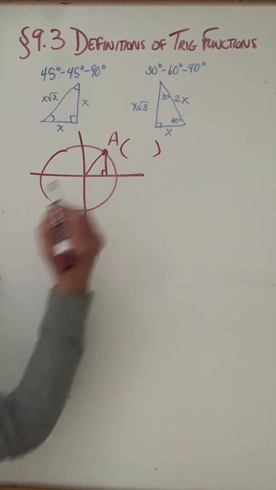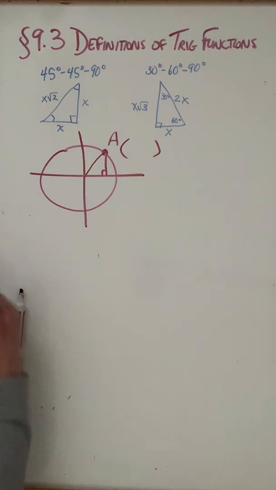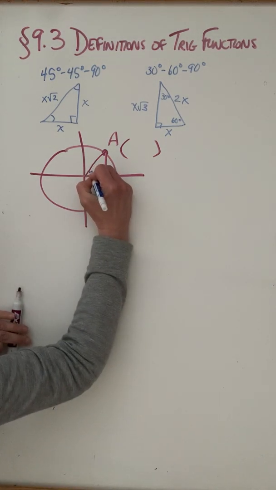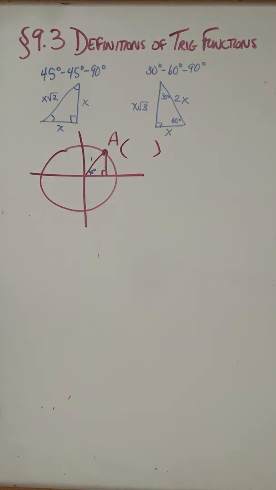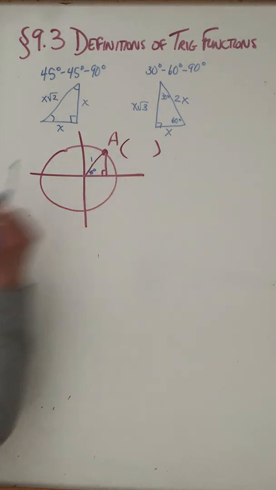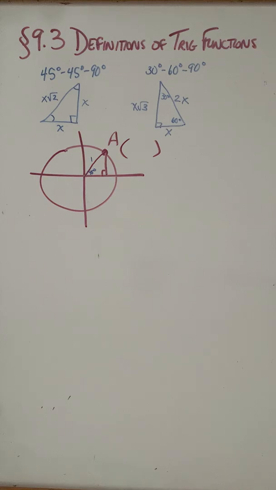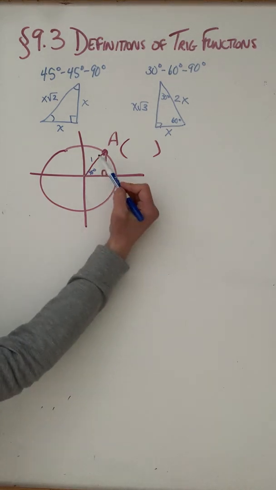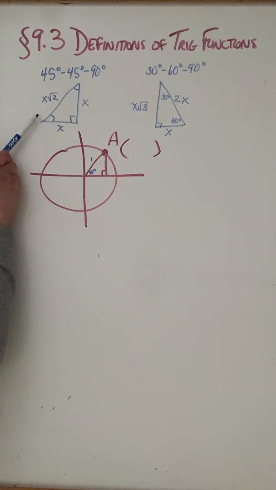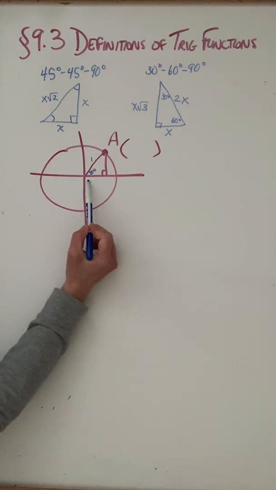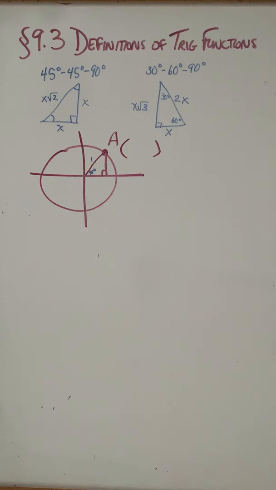So let's say this angle is a 45-degree angle. This is a unit circle, so the radius is 1, and I want to know what are the coordinates of this point A. If I know that this is a unit circle and the radius is 1, we could use this information from our 45-45-90 triangle in order to figure out the length of the two legs, right?